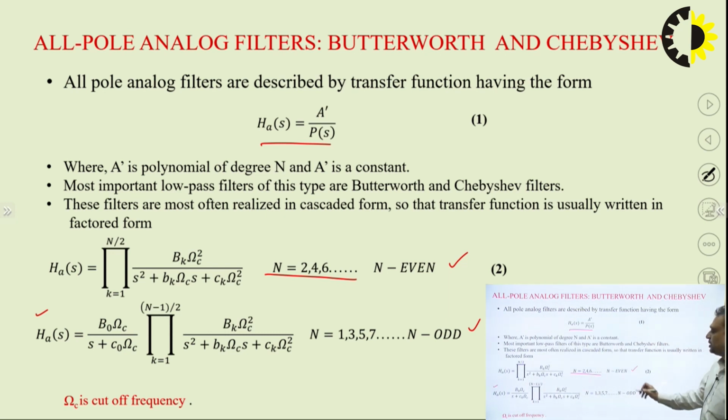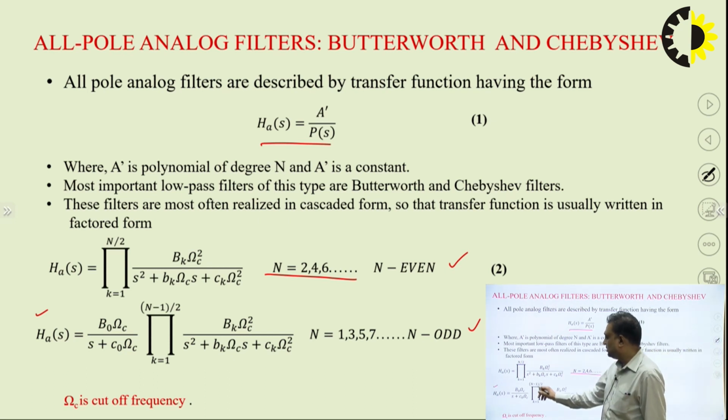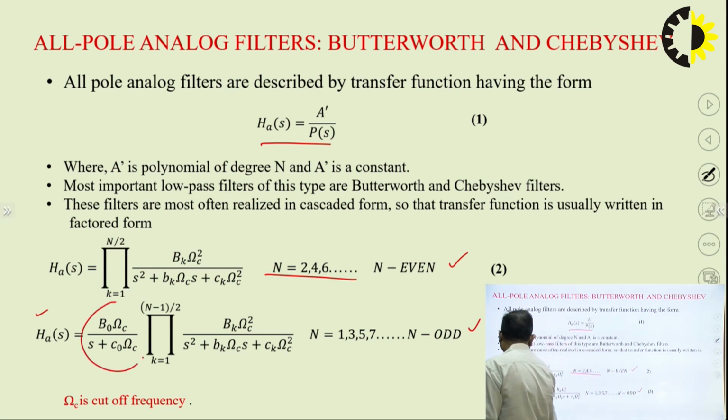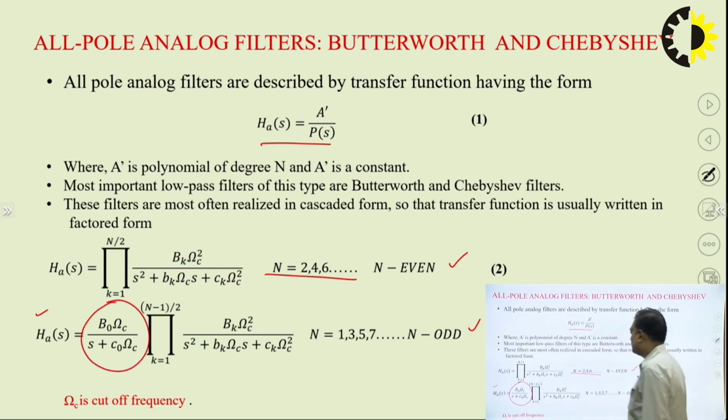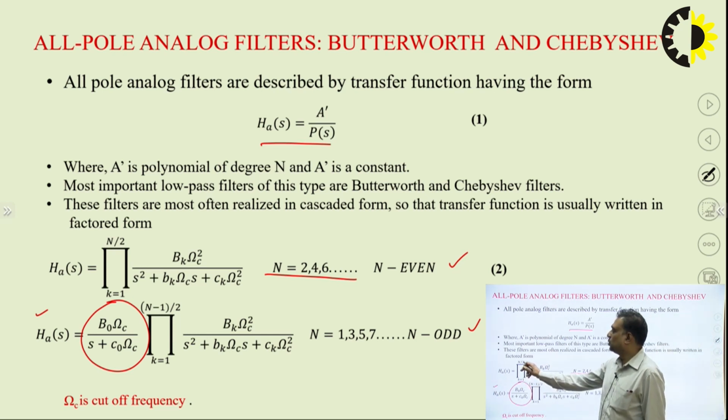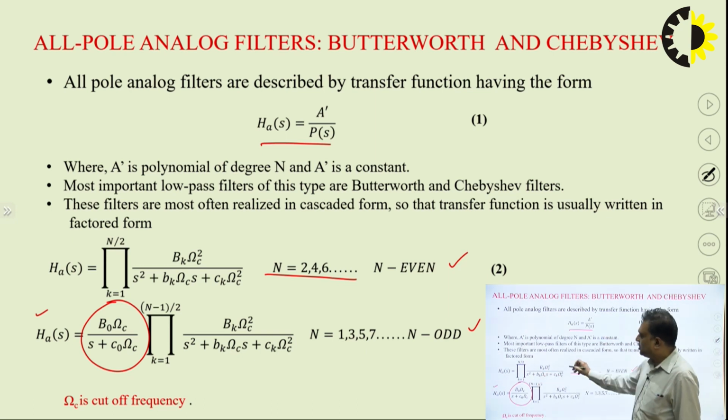or you can say the filter order n is odd. So for n equals 1, if we put it over here, then this product will become 1 to 0 and only this part will be taken. And for n equals 2, k equals 1 to 1. It means the expression is B1 Ωc² upon s² plus b1 Ωc s plus c1 Ωc². So this is the general transfer function.